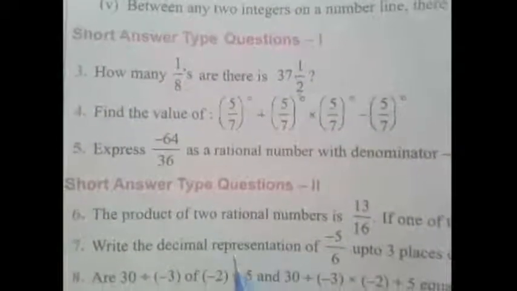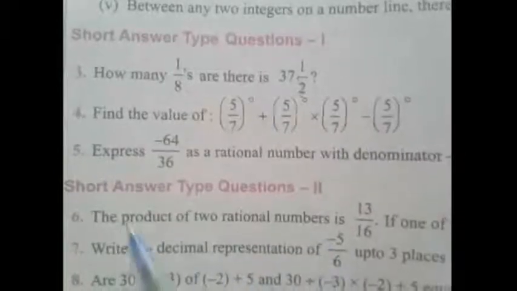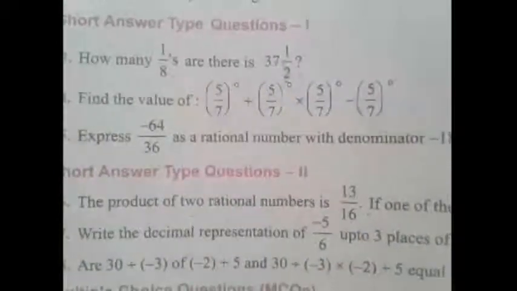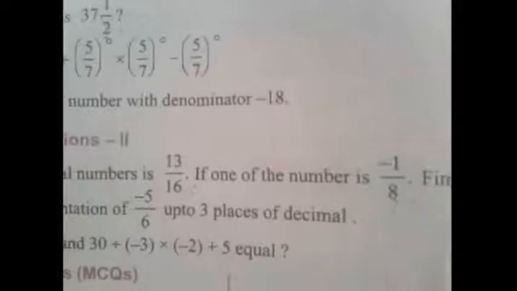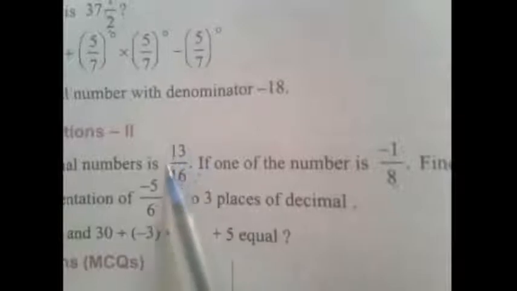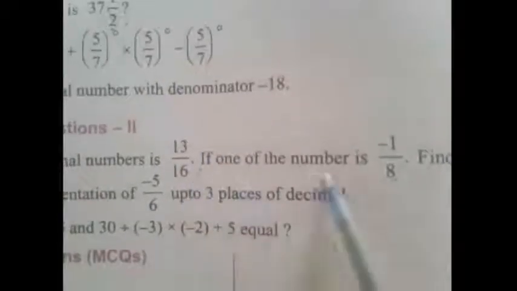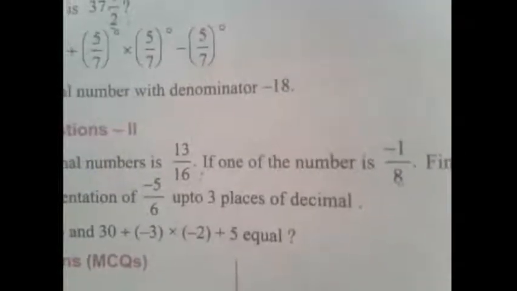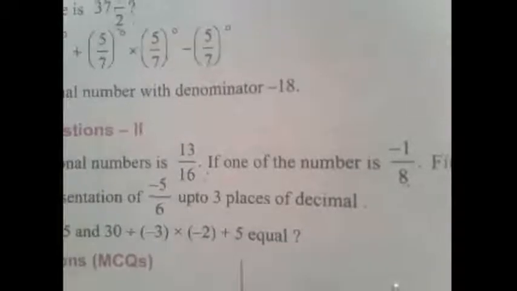Next question is a short answer type question, level 2. The question says the product of two rational numbers is this. If one of the numbers is minus 1 by 8, then find the other number. The product means multiplication of two numbers. It means the multiplication of two numbers is this, and if we have one number as minus 1 by 8, then how can we get the other number? We can get it by dividing 3 by 16 by the number or fraction minus 1 by 8. So you can also do this question as your homework.